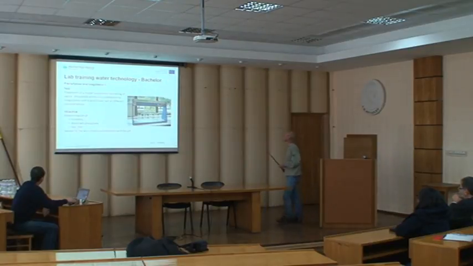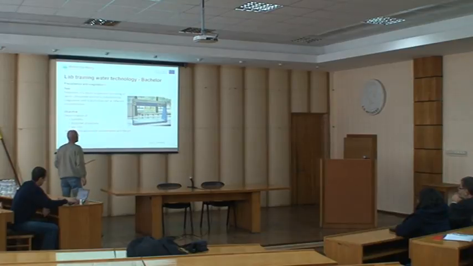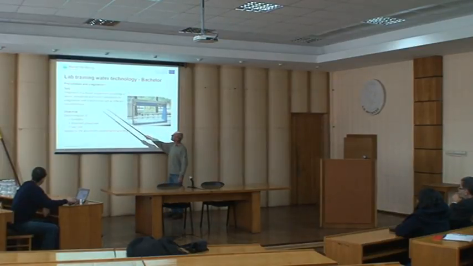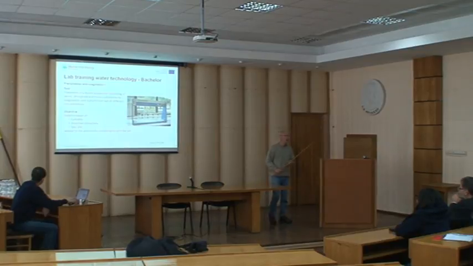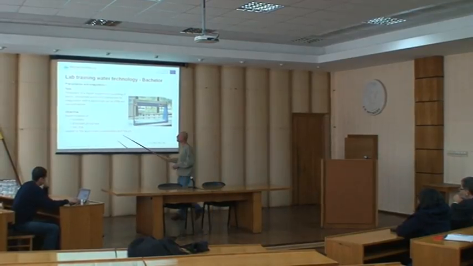Okay. So this is the lab training now of water technology. And we do a precipitation by adding aluminium. And the objective here is a determination of the turbidity.